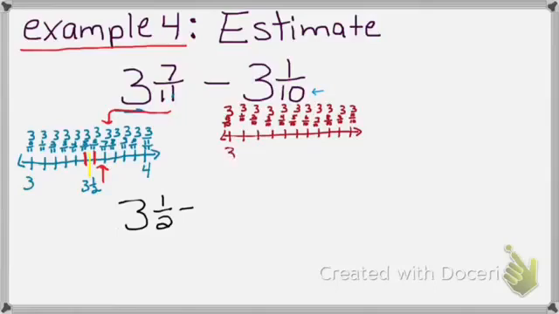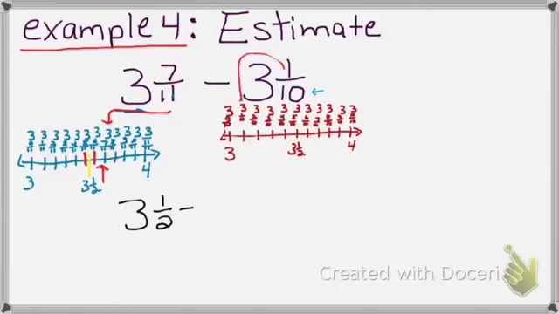3 and 0 tenths is the same thing as 3 and 0, which is 3. Go to the end, 3 and 10 tenths. It's the same thing as 3 and 1, which is 4. I need to find my halfway mark. What is half of 10? That's 5. Here's my line right here, so this will be 3 and 1/2.